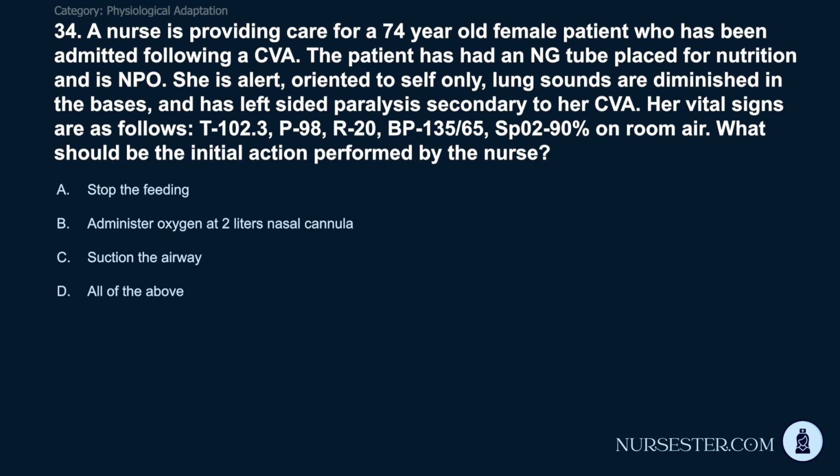34. A nurse is providing care for a 74-year-old female patient who has been admitted following a CVA. The patient has had an NG tube placed for nutrition and is NPO. She is alert, oriented to self only, lung sounds are diminished in the bases, and has left-sided paralysis secondary to her CVA. Her vital signs are as follows: T 102.3, P 98, RR 20, BP 135/65, SpO2 90% on room air.